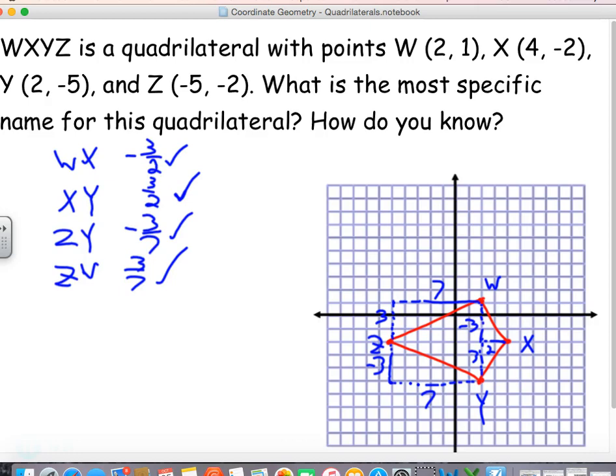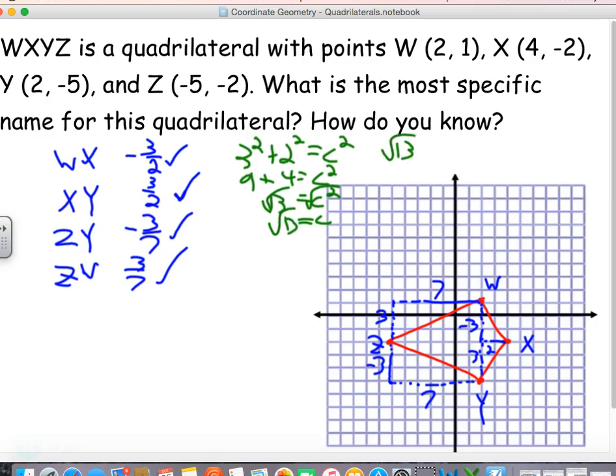So I'm going to take these same numbers and plug them into the Pythagorean theorem. For WX, I'm going to take 3 and 2. So 3 squared plus 2 squared equals c squared. 3 squared is 9, and 2 squared is 4. That's 13. So I get the square root of 13 for c. All right, square root of 13.